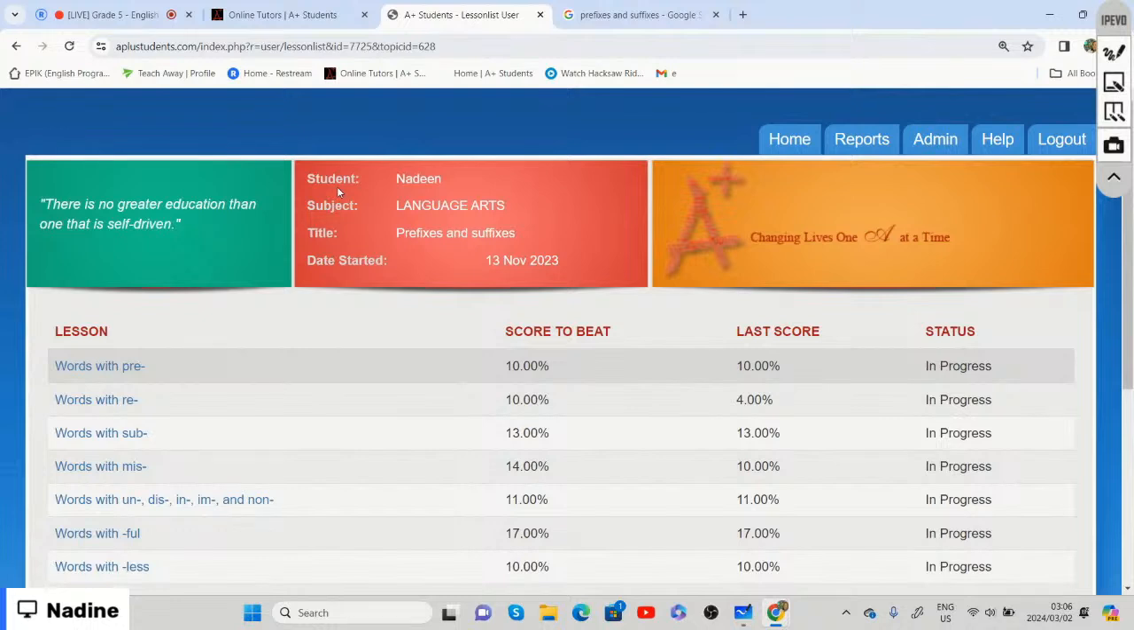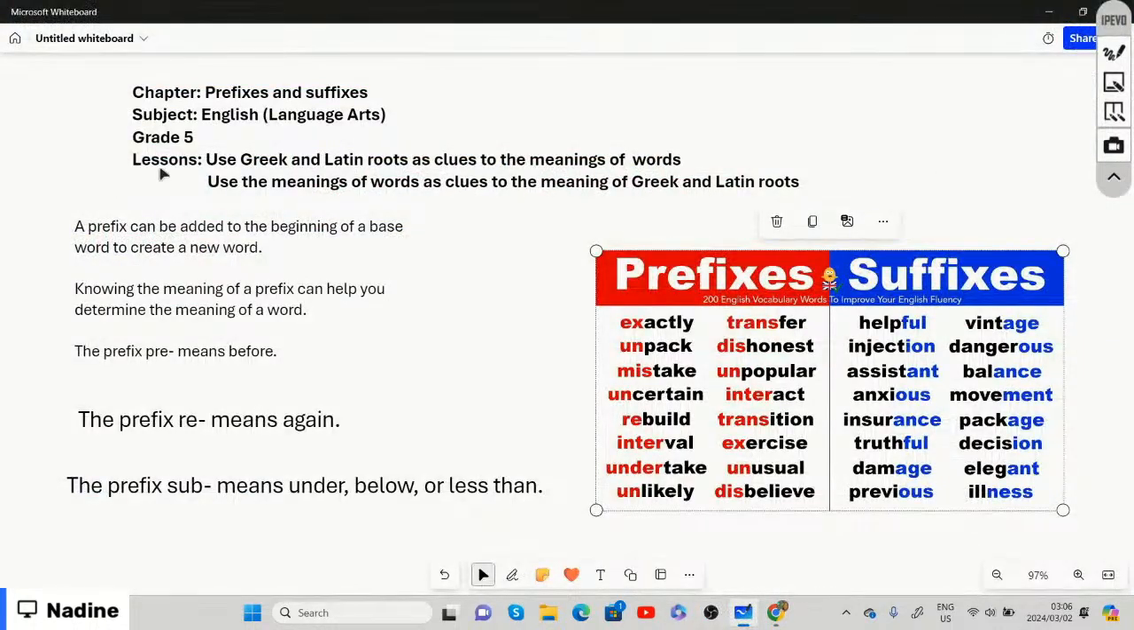All right. So we are now at our chapter, and we said our chapter is prefixes and suffixes. Subject is English language arts, grade 5. And the lessons that we're going to be focusing on is to use Greek and Latin roots as clues to the meanings of words.